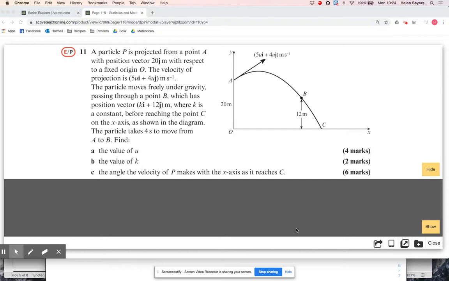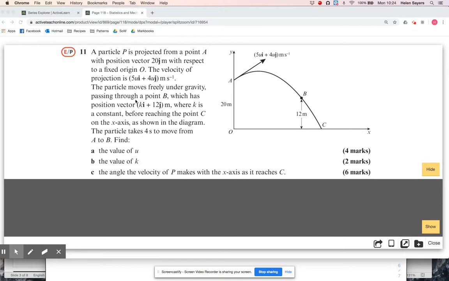Okay, we're looking at the second year Stats and Mechanics textbook, exercise 6C, question 11. We've got a nice diagram of what's going on here. A particle is projected from point A with an initial velocity of 5u to the right and 4u up. We don't know the actual velocity, but we know how fast it's travelling to the right compared to how far it's travelling up.